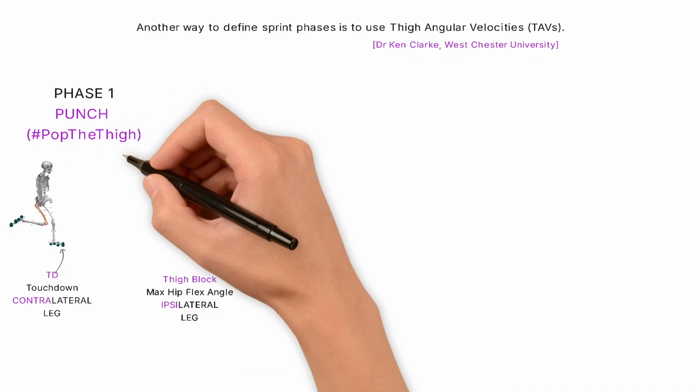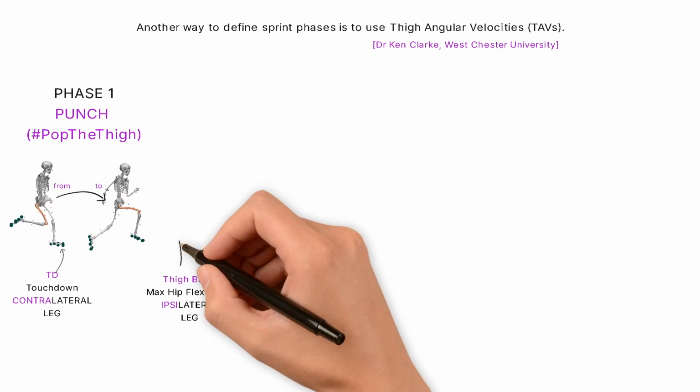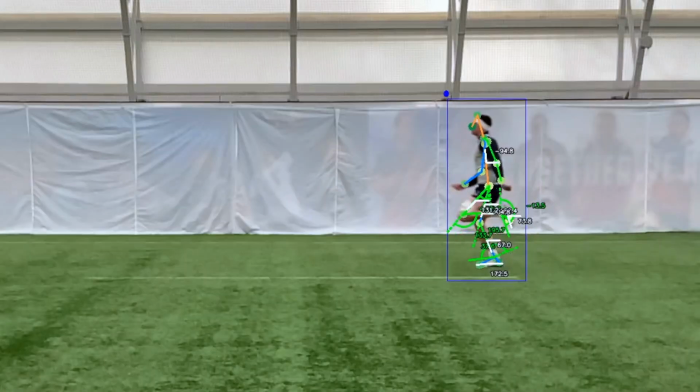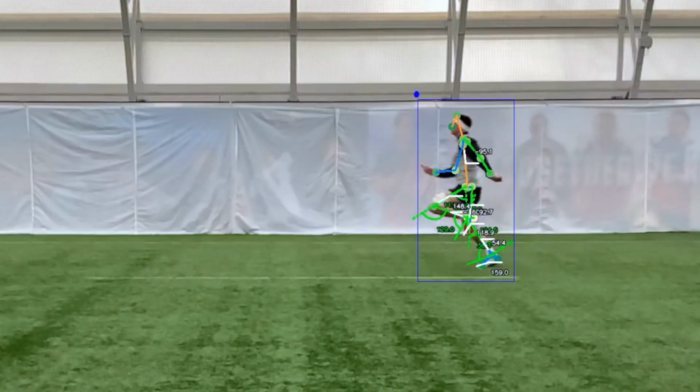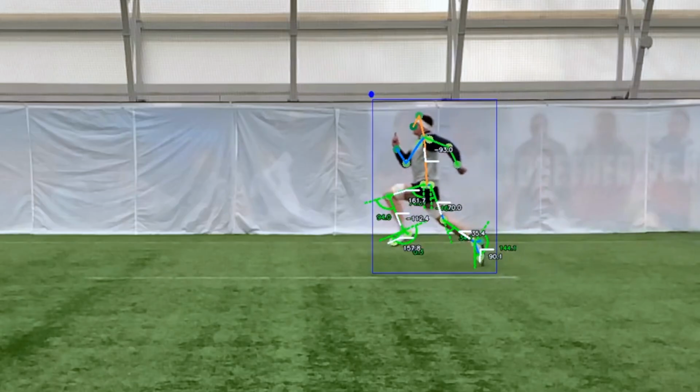If the swing leg is too far behind the touchdown, the player may not have time to pop the thigh up and forward for a good thigh block, leading to energy loss in subsequent phases. Think about popping the thigh to have space for the next phase.